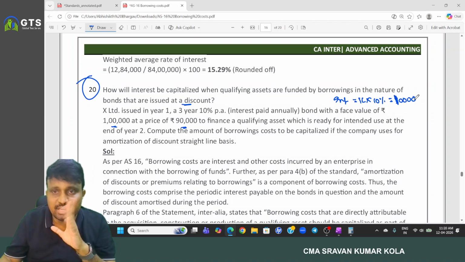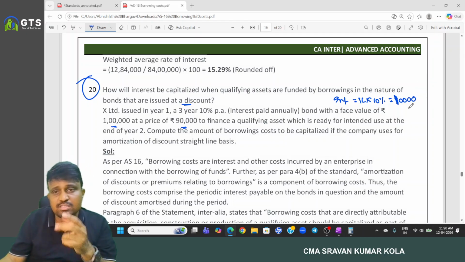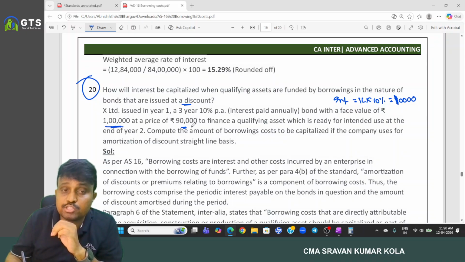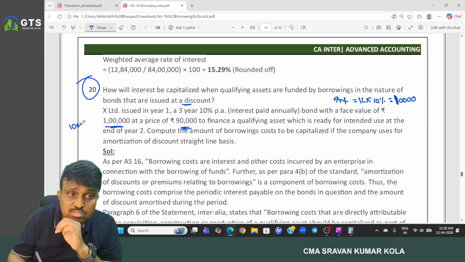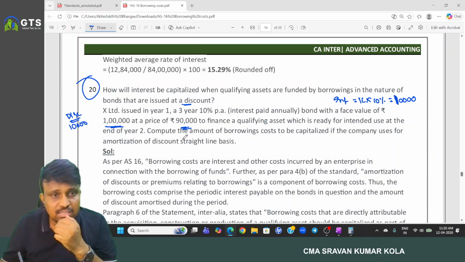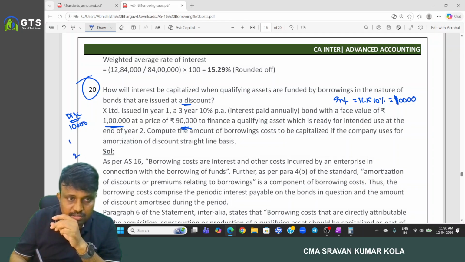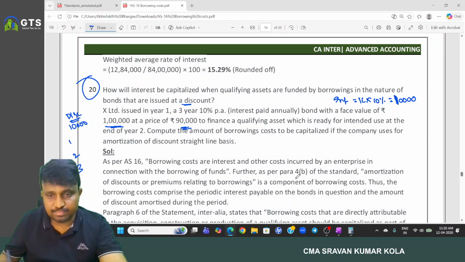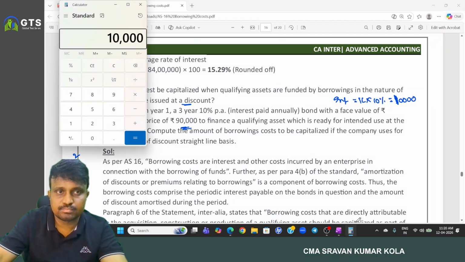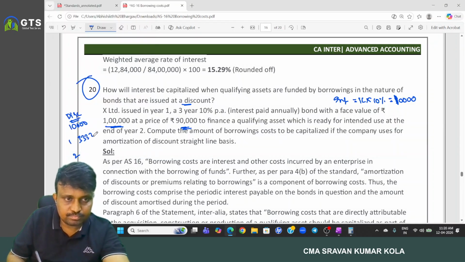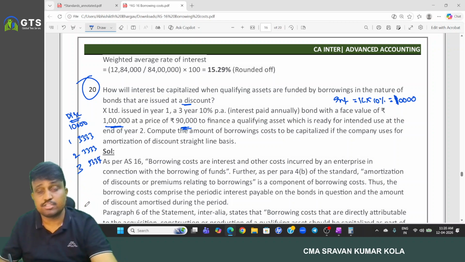10,000 per annum. In the first year 10,000, second year 10,000, third year 10,000. But here 1 lakh bonds are issued at 90,000, at a 10,000 discount. And this 10,000 is apportioned over 3 years. That means 10,000 by 3, 3,333. And for the last year we consider 3,334.